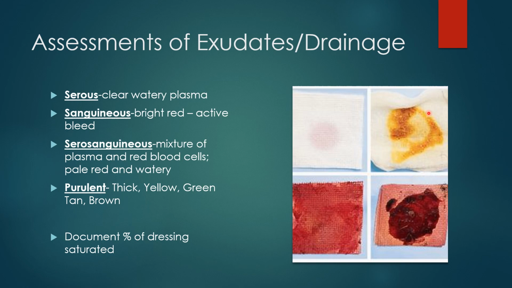And then last we have purulent. So this is a thick drainage. It can be yellow, green, tan, or brown, and this indicates an infection.